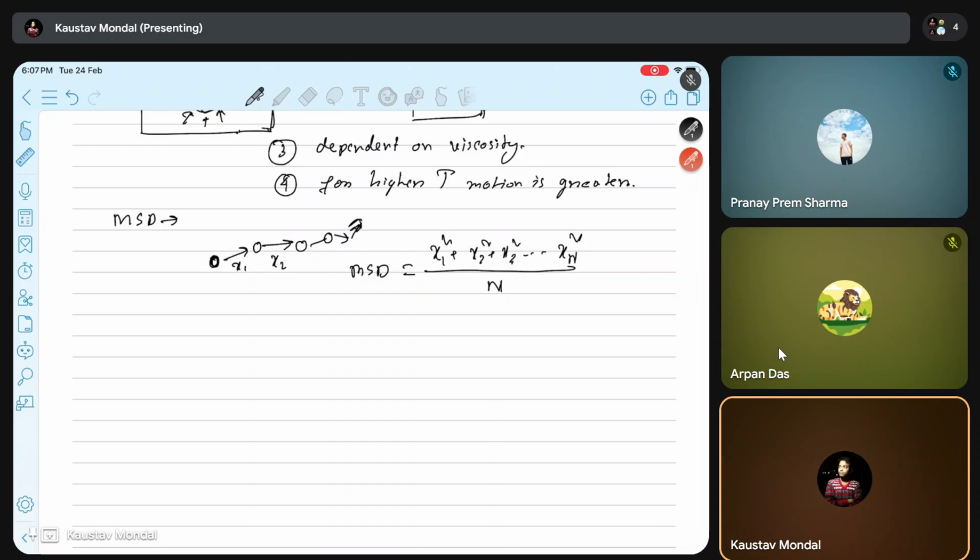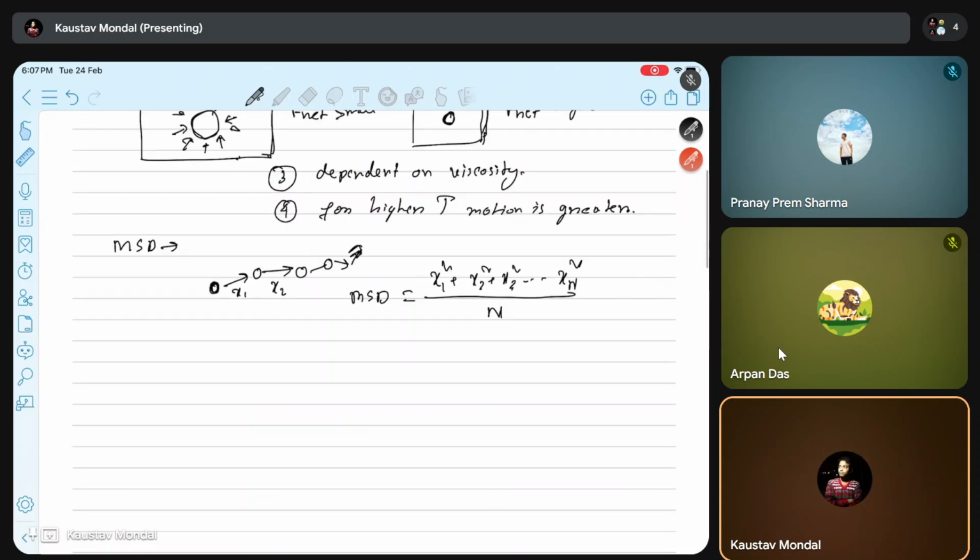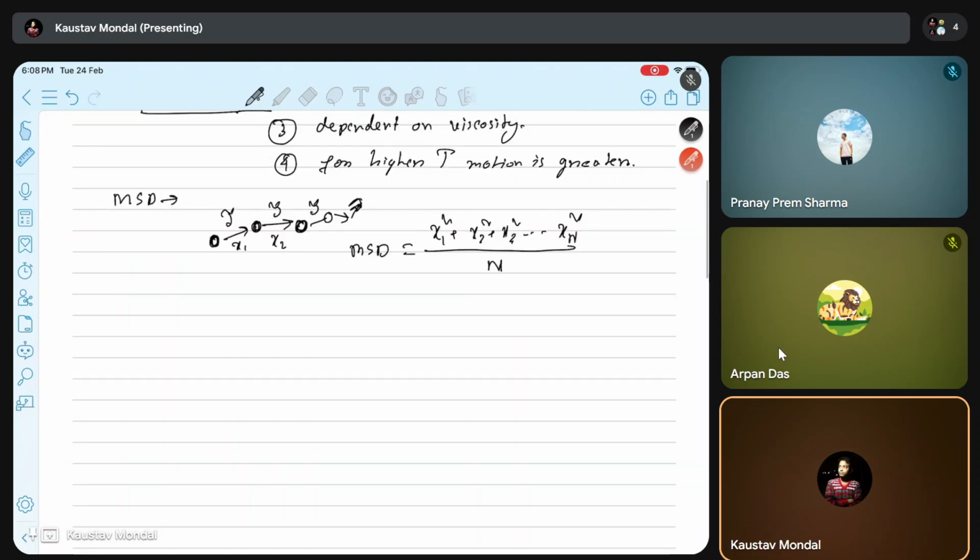Now, between each of the displacements, the time interval that we took should be fixed. That time interval we have denoted by tau. Tau is the time scale that we have to define between each of the displacements.